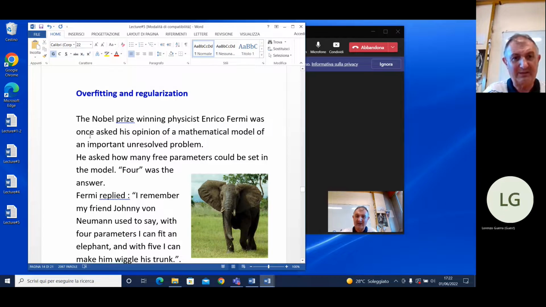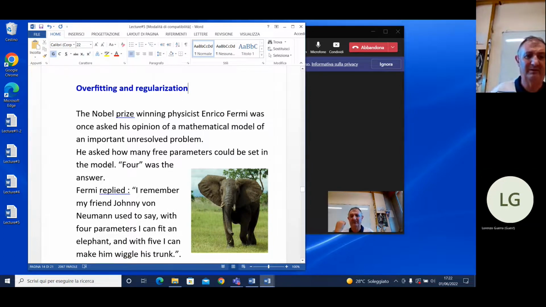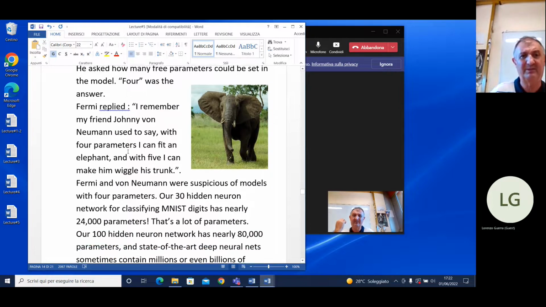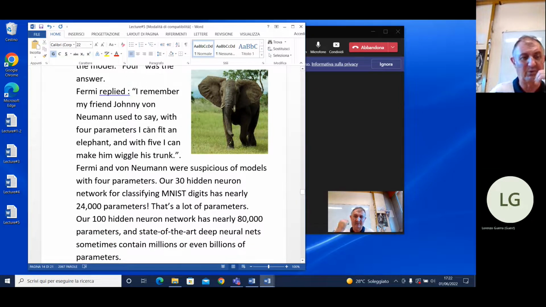The Nobel Prize winning physicist Enrico Fermi was once asked his opinion about the mathematical model of an important unresolved problem in physics. And he asked how many free parameters could be set in the model. And the answer was 4 parameters. Fermi was very skeptical about this problem.